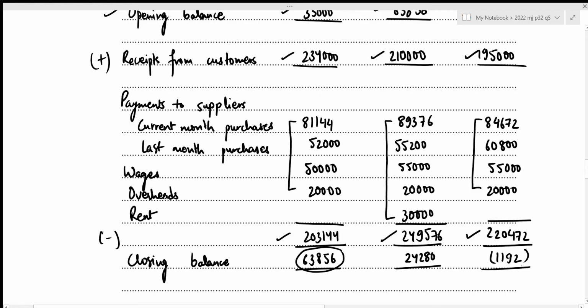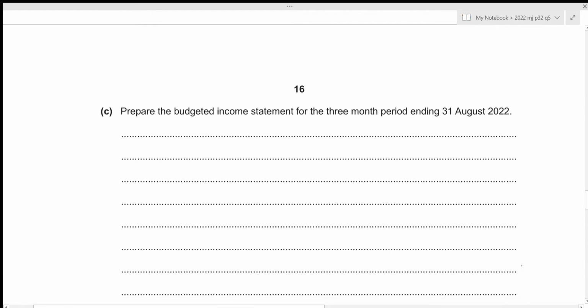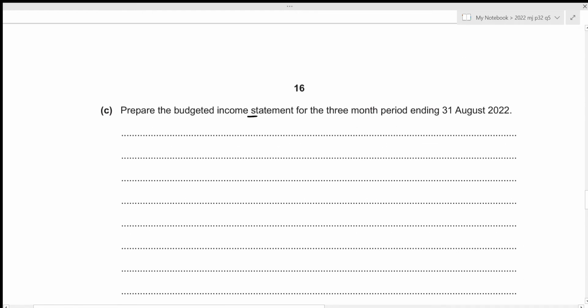We can now move towards the third one. We now need to prepare the budgeted income statement for the 3-month period ending 31st August 2022. So we just need to prepare our income statement for the months of June, July, and August. Let's write it down.